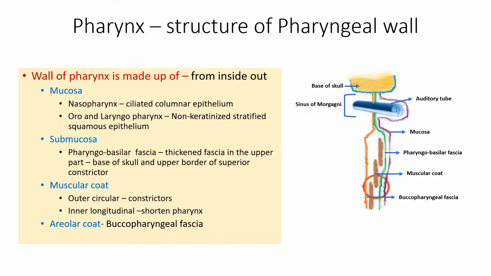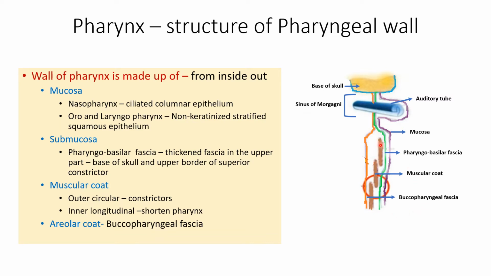Now come to this picture. You can see the layers of the pharyngeal wall extending from the base of skull, and in relation with the auditory tube, you are seeing the layers in the pharyngeal wall, and towards the lumen is the mucosa. You can follow the mucosa. This is the innermost coat. Then you are seeing the Pharyngobasilar fascia, the green layer.